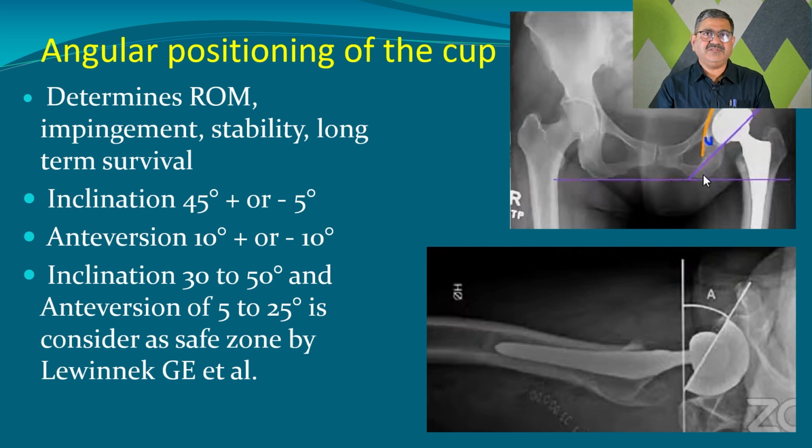The angular positioning of the cup determines the range of movement, impingement, stability, and long-term survival of the acetabular component. What is a permissible inclination? An inclination of 45 degrees plus or minus 5 degrees. Anteversion should be around 10 degrees plus or minus 10 degrees. Inclination of 30 to 50 degrees and anteversion of 5 to 25 degrees is considered the safe zone by Lewinnek et al.